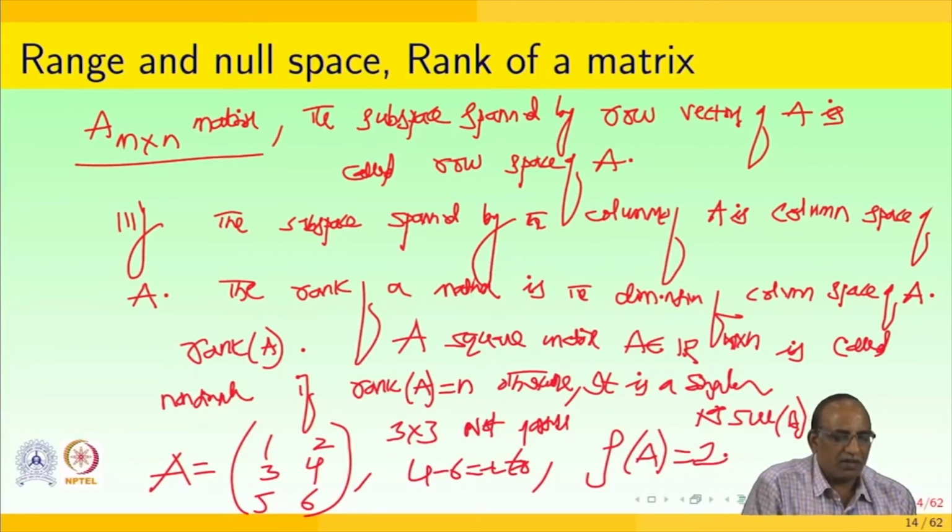Suppose a matrix A, n by n, is said to have full column rank if its columns are linearly independent. A matrix A is said to have full rank if it has either full row rank or full column rank. If it doesn't have full rank, we call it a rank deficient matrix.